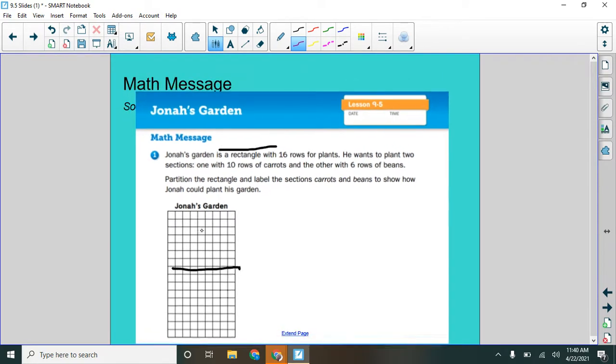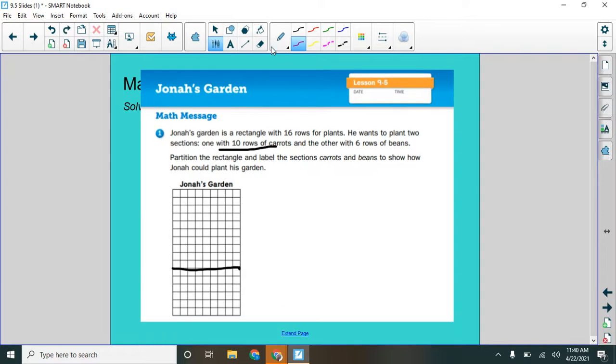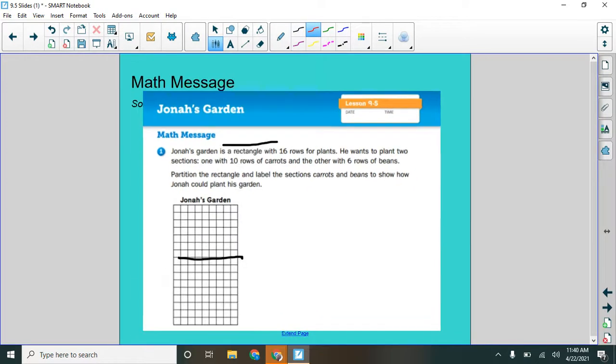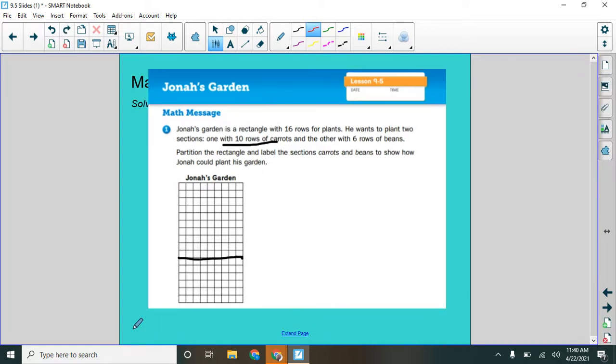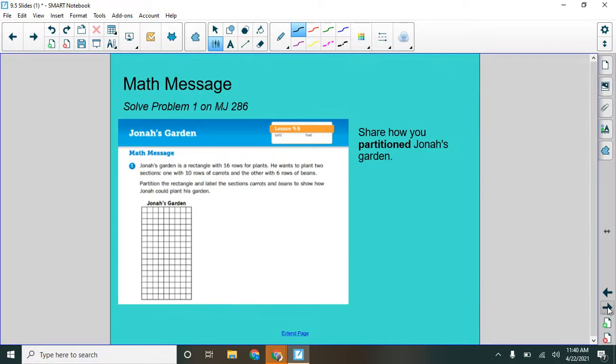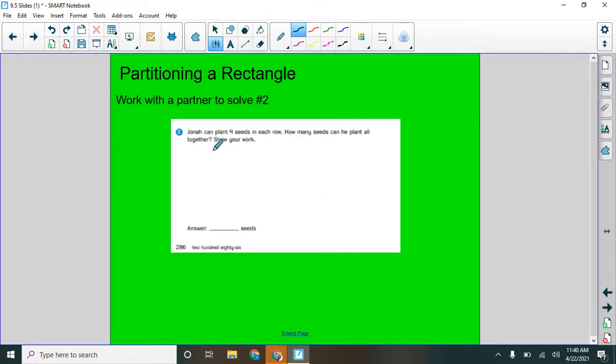Let's write on this and do C for carrots. And then 6 rows of beans down here for beans. So we got the carrots and the beans. Okay, you should do this along with me. Now, we are going to look at the question down at the bottom.